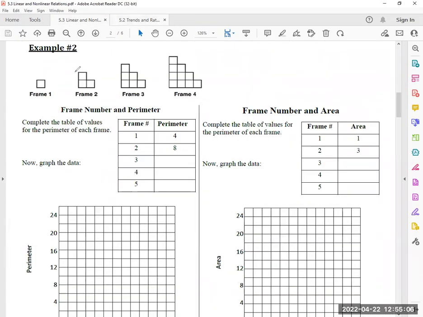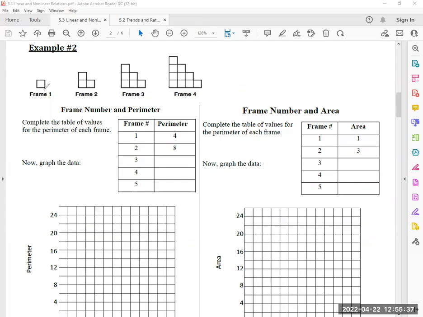Ready? Example. Here's a pattern. Do you see the pattern? Here's a square. I'm adding a square on top and a square to the right. And it essentially creates a staircase as I get larger and larger and larger. The next staircase will probably look like this. Something like that. Okay? Complete the table of values below for each frame with the perimeter.